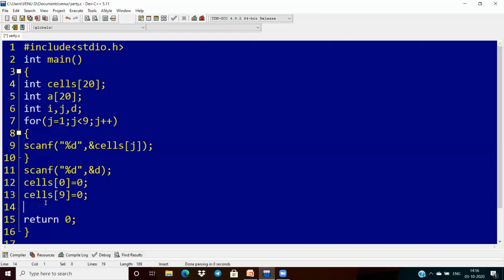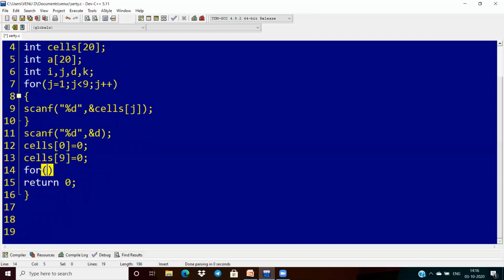After that, initially I want to store all these cell values into an array. I have already declared it, and I want to take one more extra variable called k. I'm initializing it with 0, and k less than... Our cells, we have 8 cell values, and we are adding left and right sides too, so totally the size will be 10. So I'm taking k less than 10, and next k plus plus.